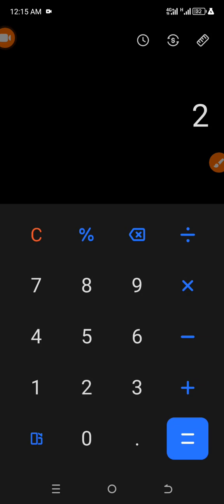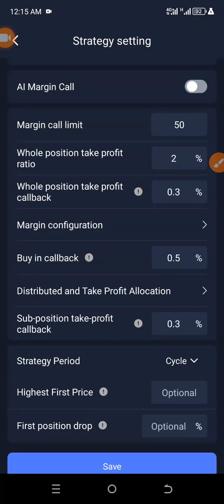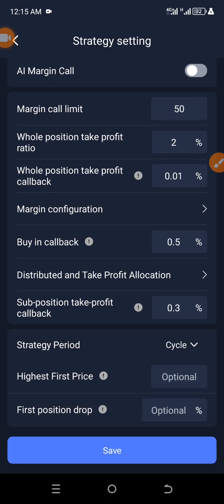2% minus 0.3, so that's 1.7, right? Good. So it means that in actual sense, you are making 1.7% from this trade. Okay, but we don't put 0.3, we make it 0.01. Okay, we don't want any disappointment. Now, the margin configuration, I'll come back to there.